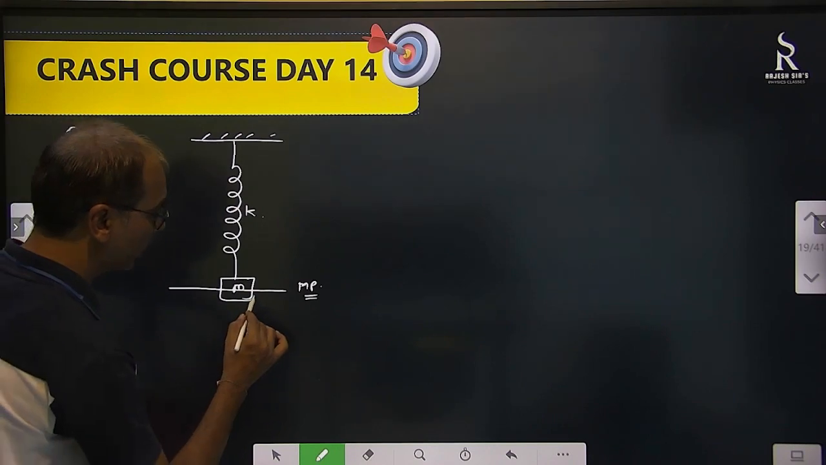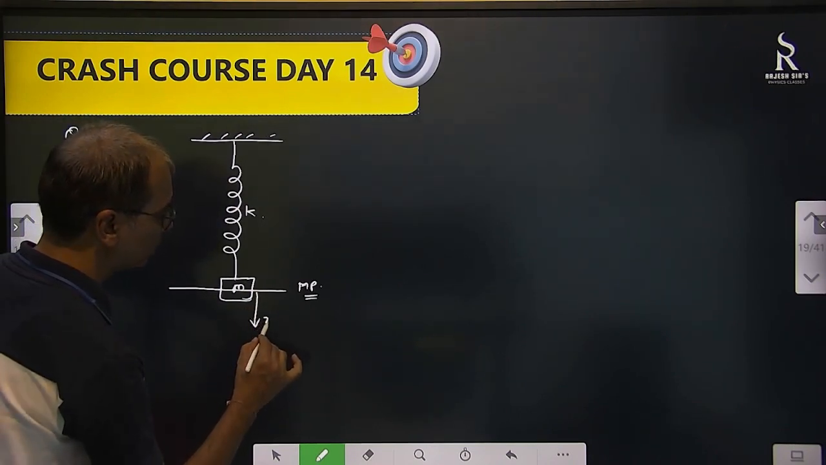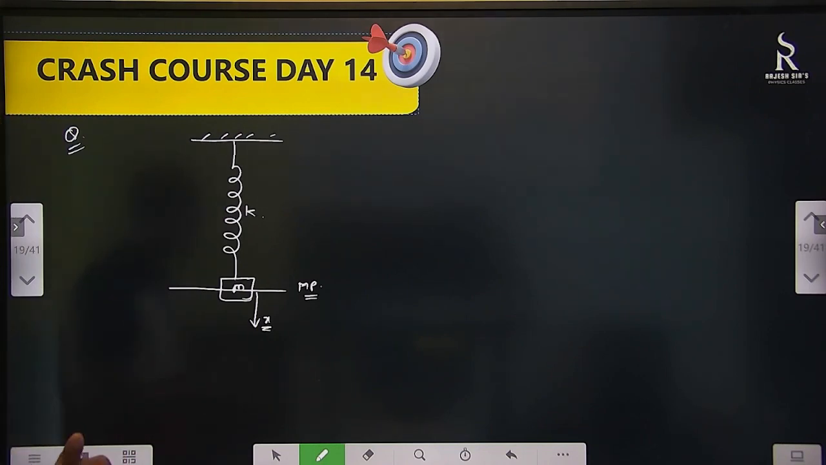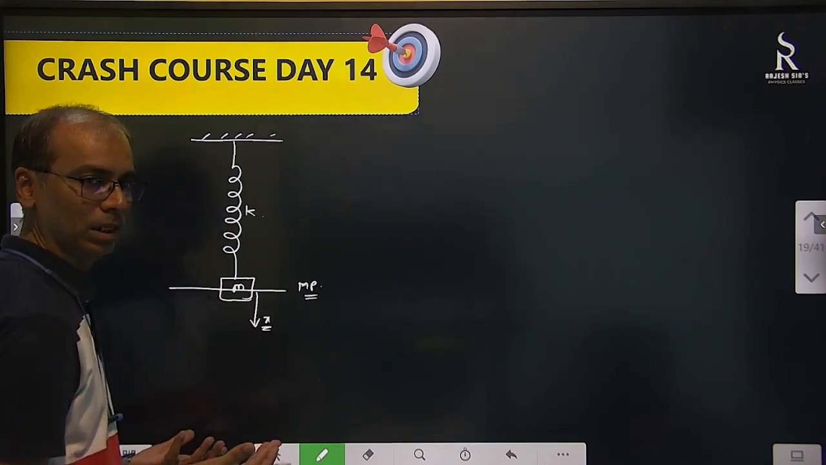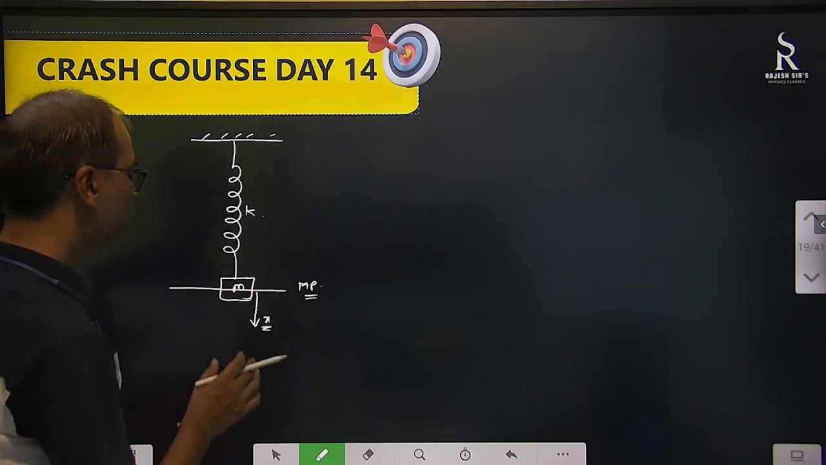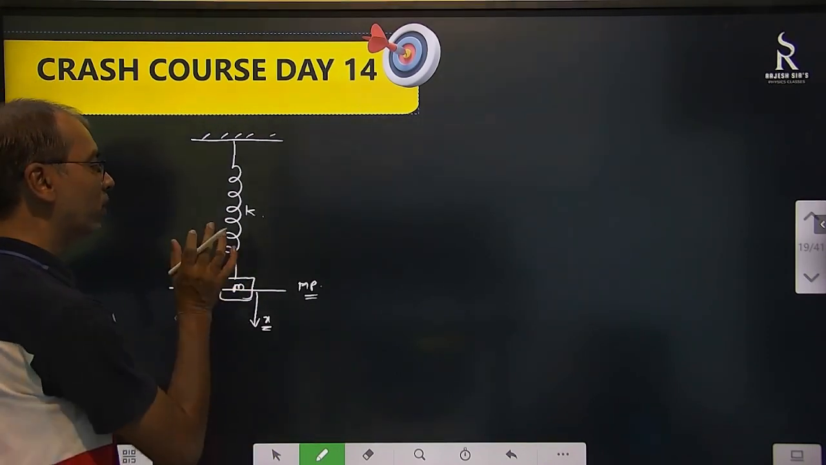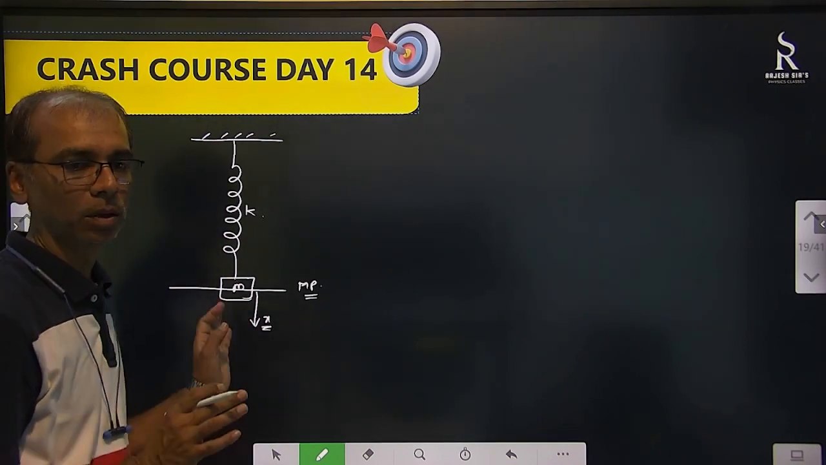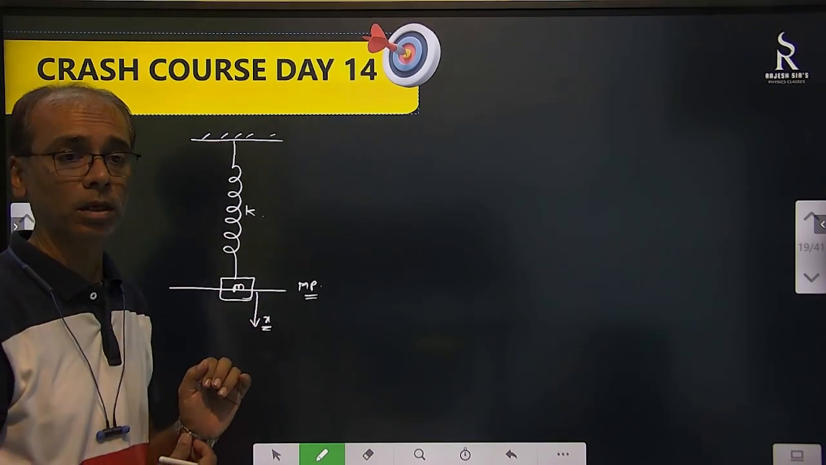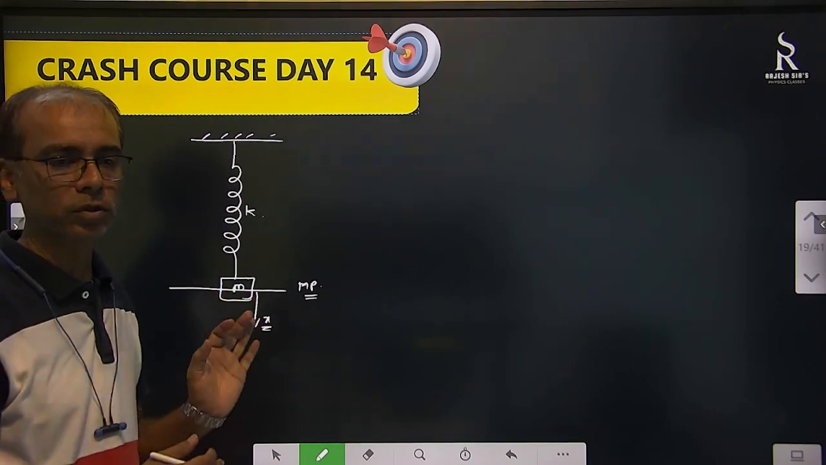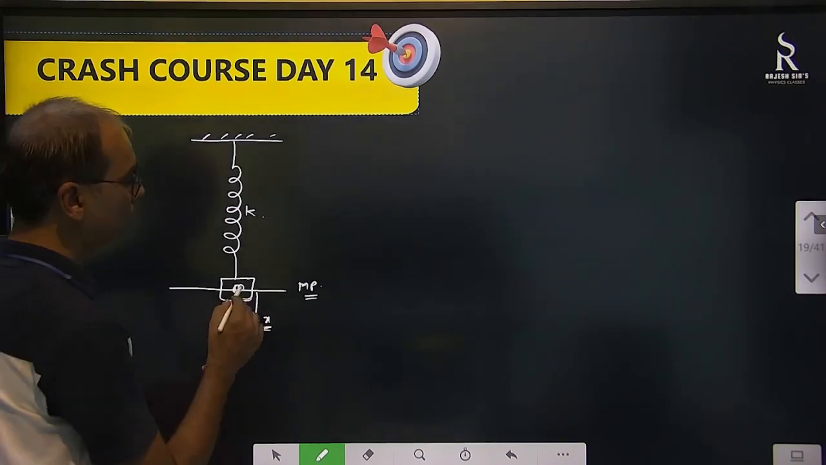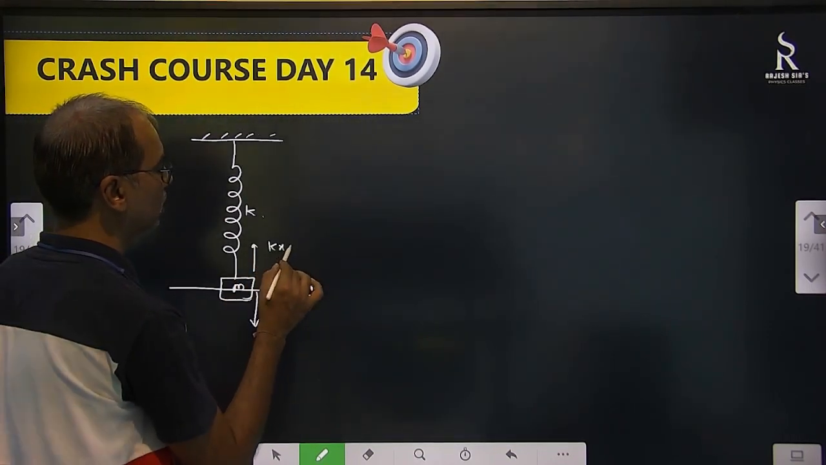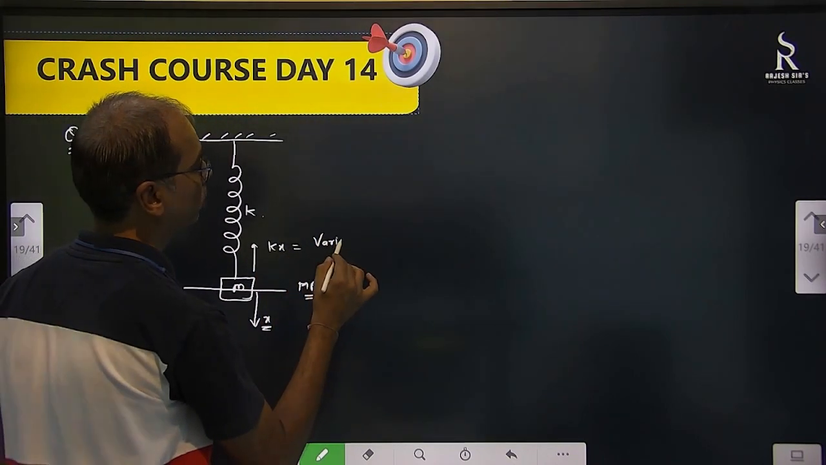Now I am going to displace it with x. Once you displace it with x, you are going to leave it. Then only it will go up, right? So when you are going to leave it, just write which force is variable among mg and spring force. Which is variable? Spring. So just write the variable force. Forget about mg, just leave that. In this direction kx is acting. That is the only variable force, which is going to take it back to mean position.